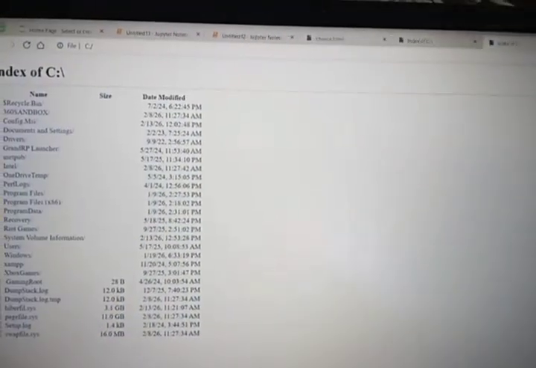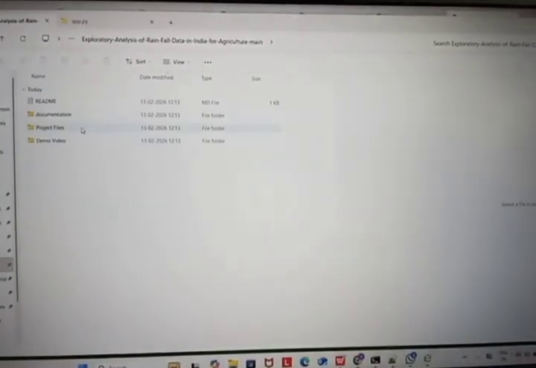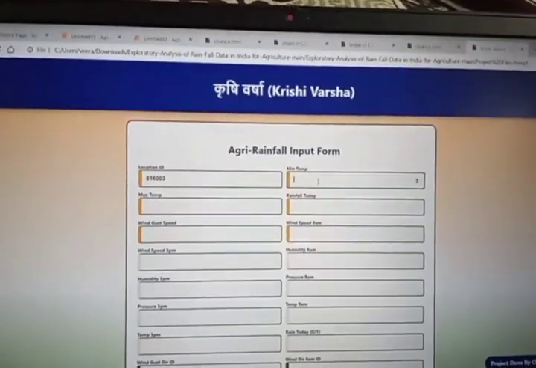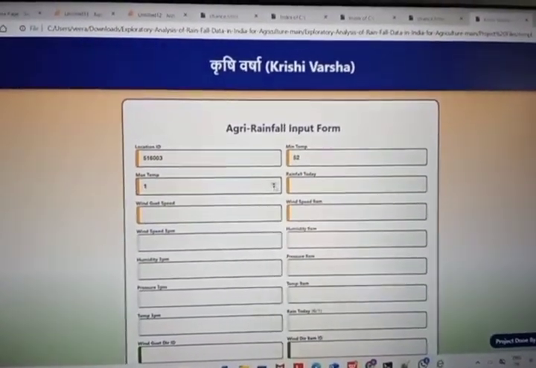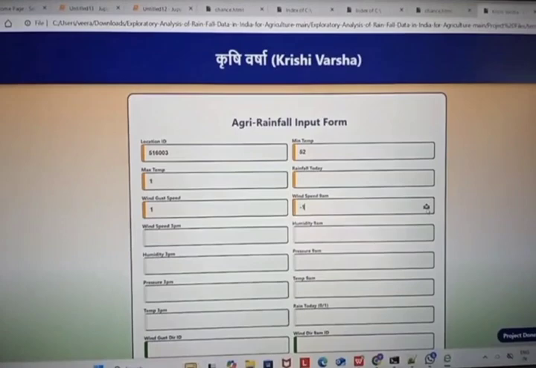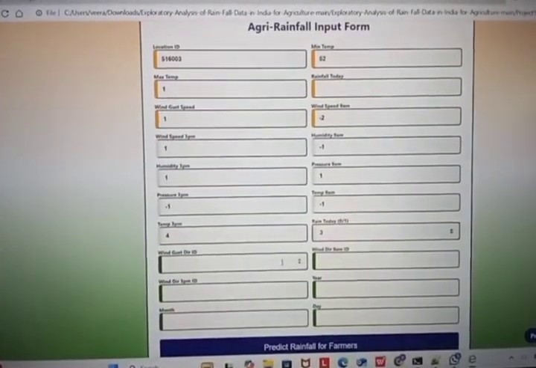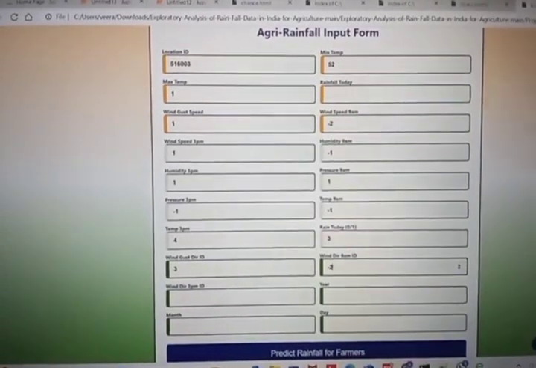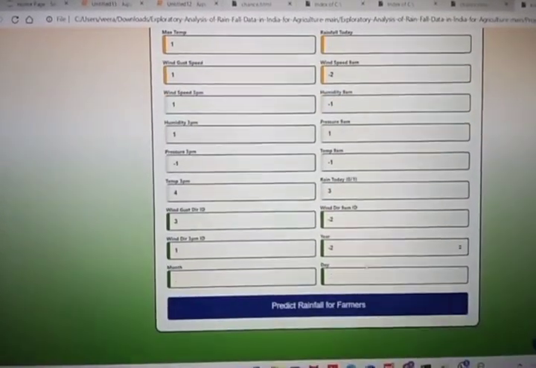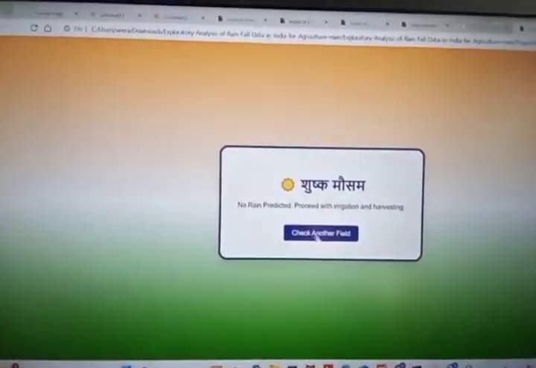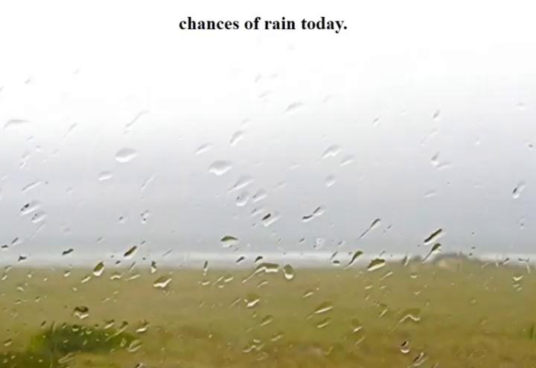This is our agri rainfall prediction system called Krishi Varsha. In this module, farmers enter important weather details like temperature, humidity, wind speed, pressure, and rainfall data in the input form. Based on these parameters, the system analyzes the data and predicts the probability of rainfall. If there is a high chance of rain, the system suggests farmers pause irrigation and fertilizer usage to avoid loss. Finally, all project files and reports are organized and sorted properly for documentation and future use.